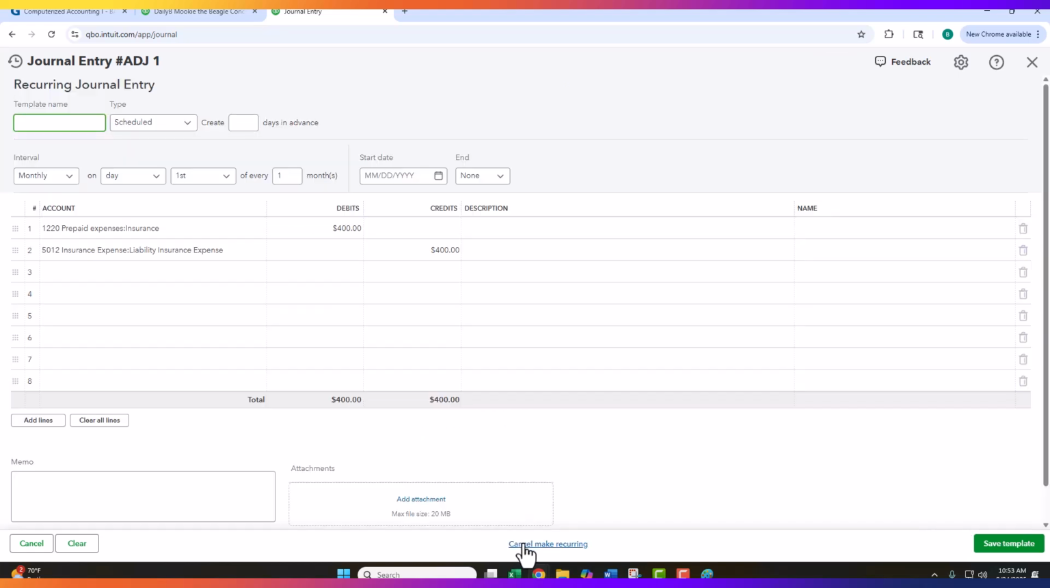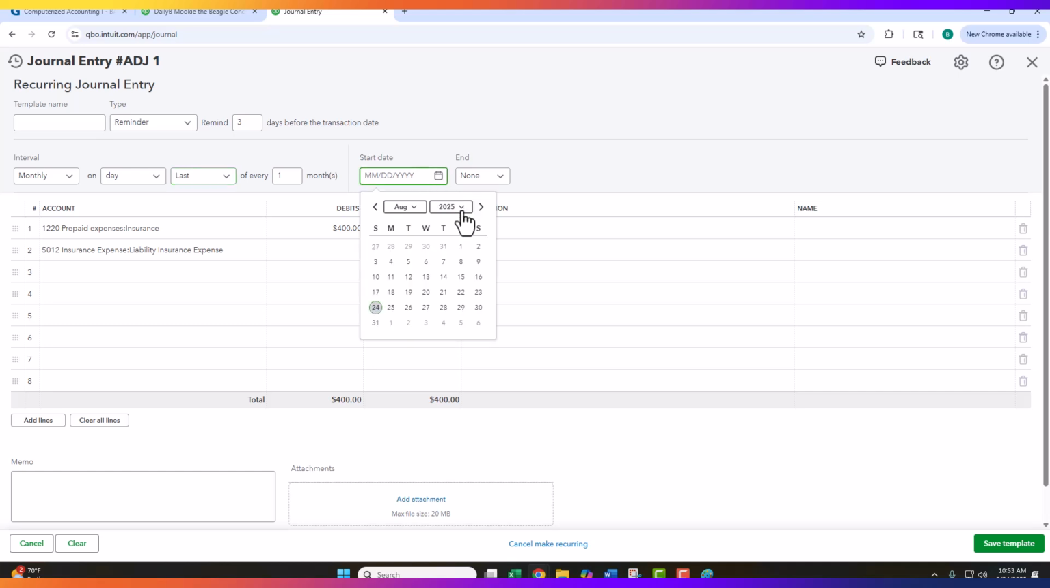So what you could do is make the transaction recurring. You could give it a name like adjusting entry for insurance. You could do it as a reminder so that the system would remind you maybe 3 days before you have to record it. You could set it up for monthly or yearly, depending on how often you're doing adjusting entries, and maybe set it for the end of the month, and you could tell the system when to start it. And basically QBO would prompt you, hey, you got to make your month-end adjusting entry for insurance each period. I'm not going to make it recurring today, but you can see that that's a capability and might automate and save you some time.